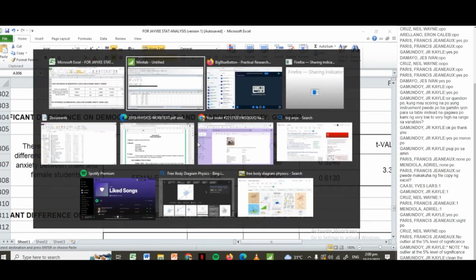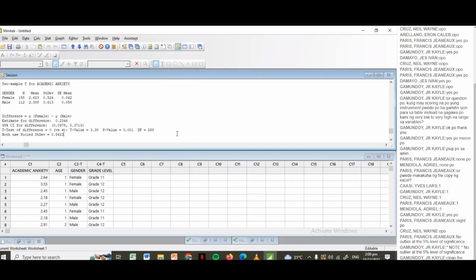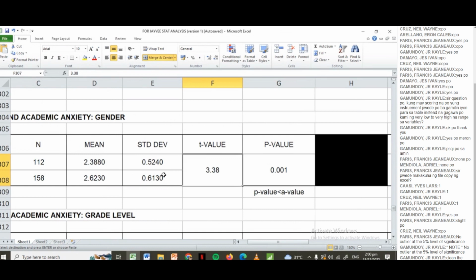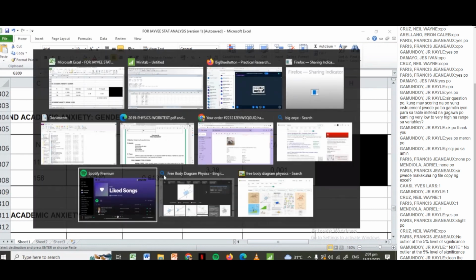Okay? All right. So we have to look at our t-test of difference. We have the t-value here, 3.38, and the p-value of 0.001, and a degree of freedom of 268. Let's look at this now. The t-value is 3.38, and the p-value is 0.001. So as you can see, your p-value is less than your alpha value. So what will be our decision now? Do we reject or do we not reject the null hypothesis? When the p-value is less than the alpha value, I think that was taught in statistics.